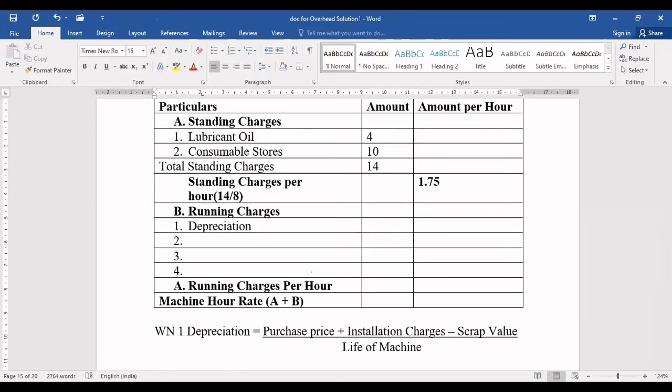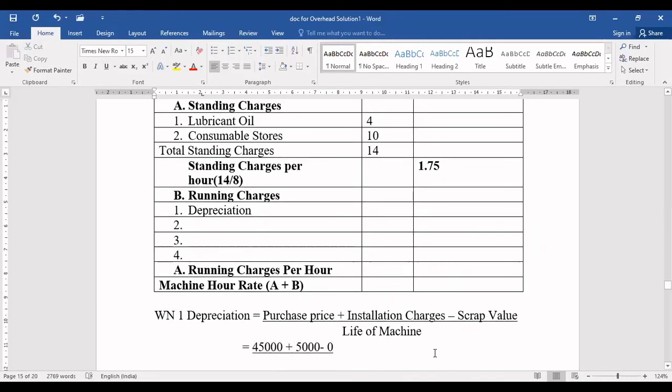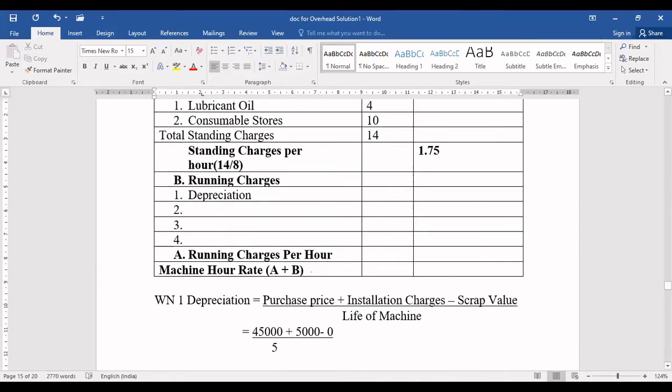See the formula: purchase price plus installation. What is the purchase price given, everyone? 45,000. Now, any installation charges we have paid? Yes, sir. 5,000. Then, any scrap value we have? No, sir. So, it is 0. Now, divided by? 5. Life of machine. Yes, life of machine, which is 5. Correct? Yes, sir.